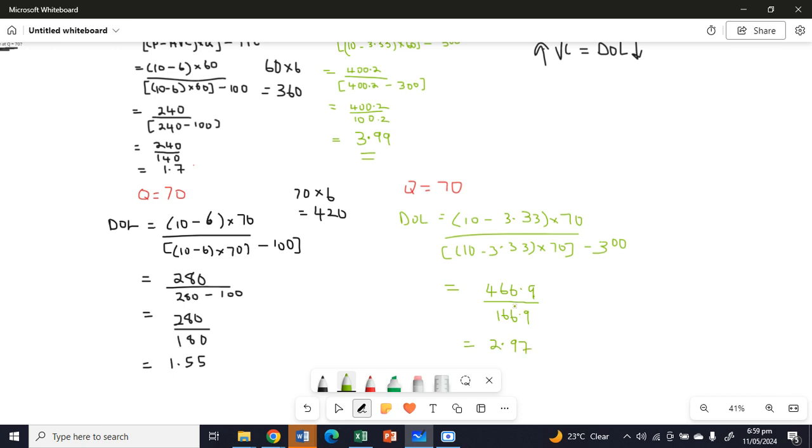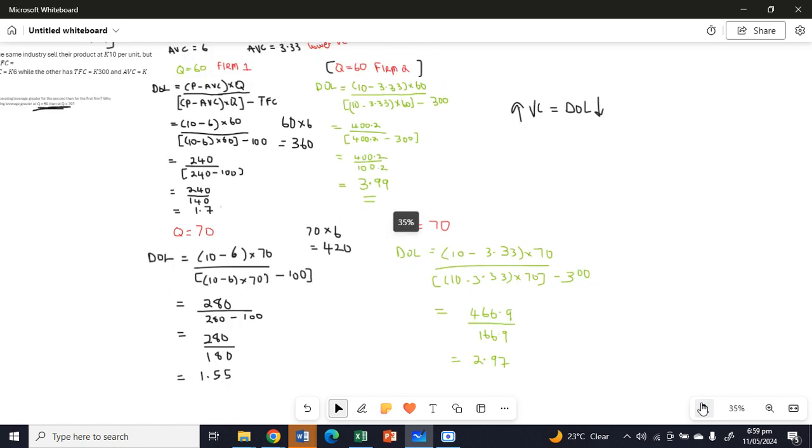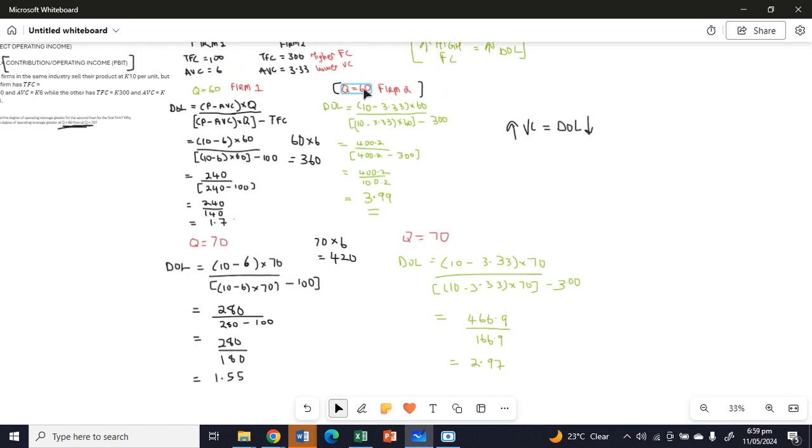So as you can see here again, if we compare for frame 2, when the quantity was 60 units, our degree of operating leverage was 3.99. Now we've increased quantity to 70 units, so our variable costs have increased. And when the variable costs increase, we notice the degree of operating leverage has reduced to 2.97. So here the fundamental thing that you must remember is the degree of operating leverage measures how a change in sales affects a change in operating income.